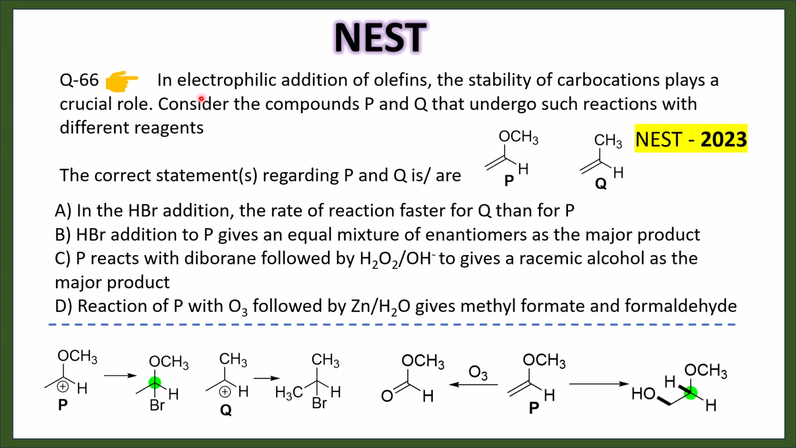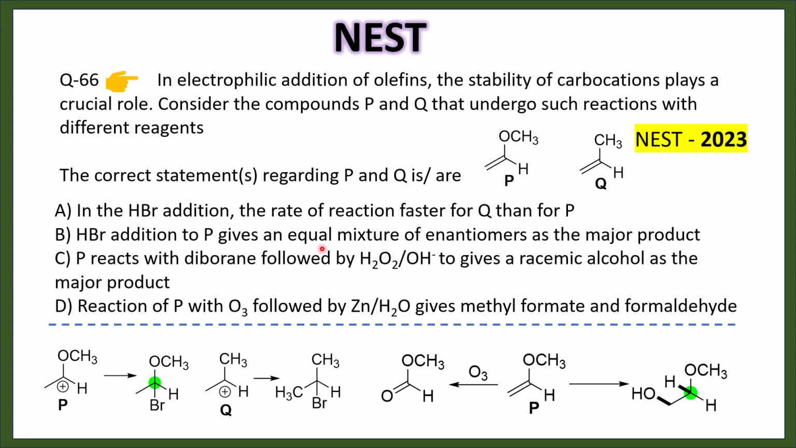Now question number 66. In electrophilic addition of olefins, the stability of carbocations plays a crucial role. Consider the compounds P and Q that undergo such reactions with different reagents. The first one: in the HBr addition, the rate of reaction is faster for Q than P. So no, this is the methoxy group. If it forms the carbocation, it gets resonance stabilization than this one. So this is not the correct option.